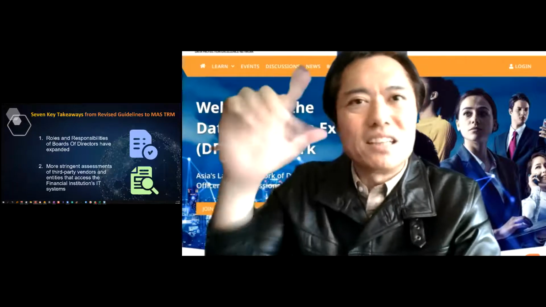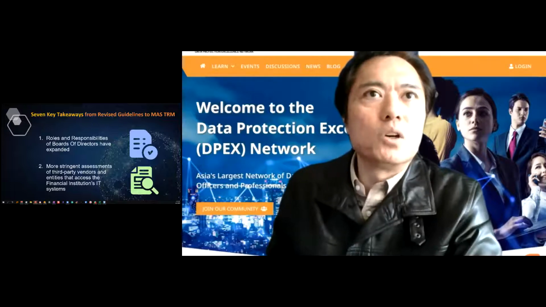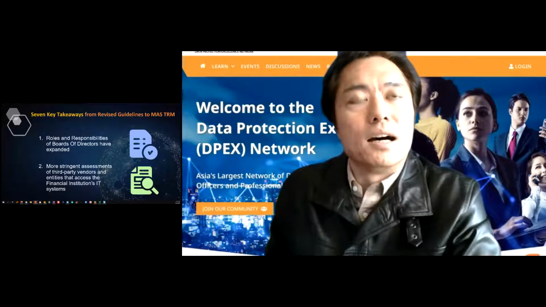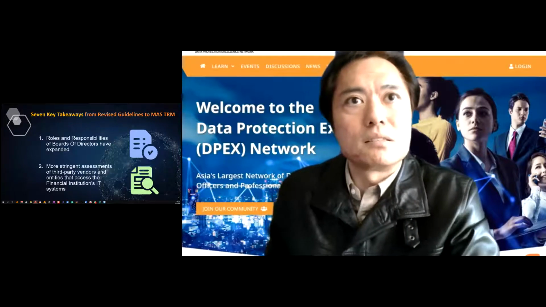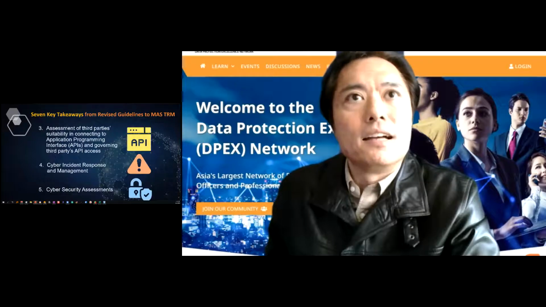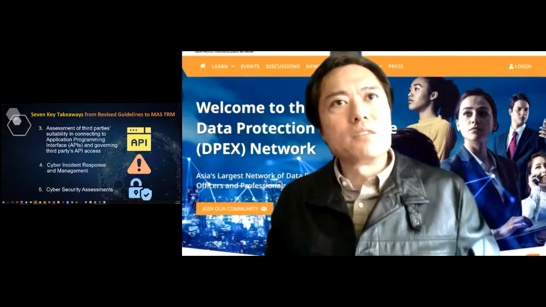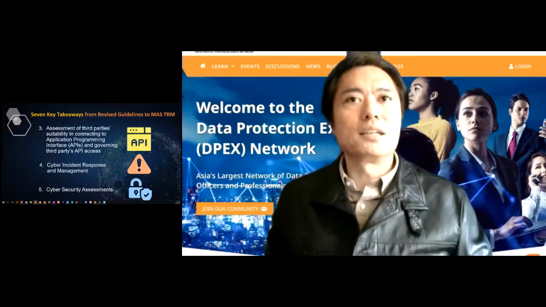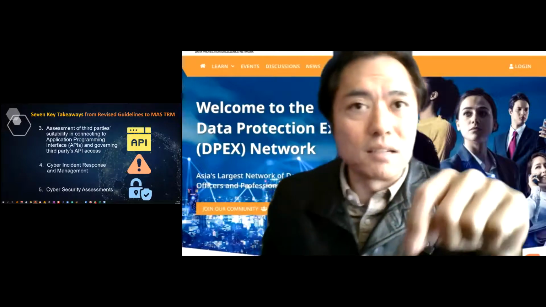So 7 key areas. I won't go through details, but I'll tell you the highlights. Okay. Roles and responsibility of board directors have expanded. Now they're going to hold you accountable if you're a board of financial company. Right. You ensure that you have stringent assessments of third parties, and especially those who can connect to your systems. You must have a cyber incident response and management program. Okay, not just say that you have vendor, they want to see a program internally, right, run by somebody.